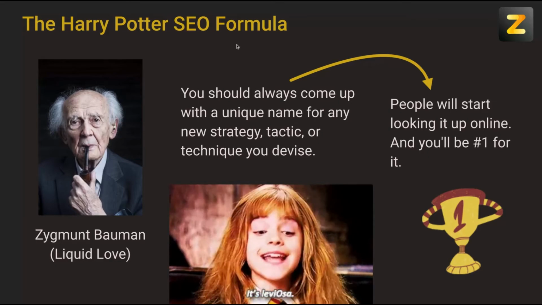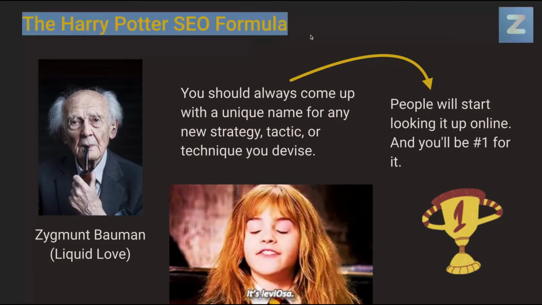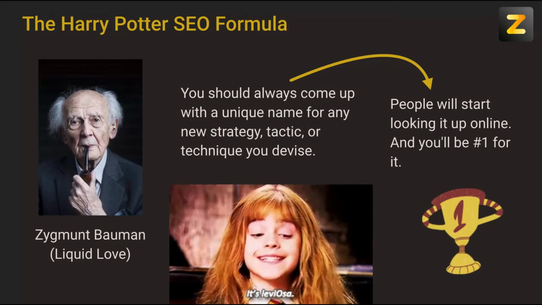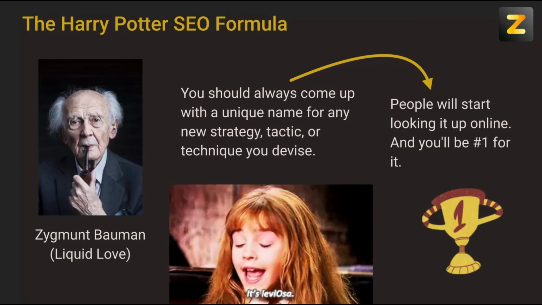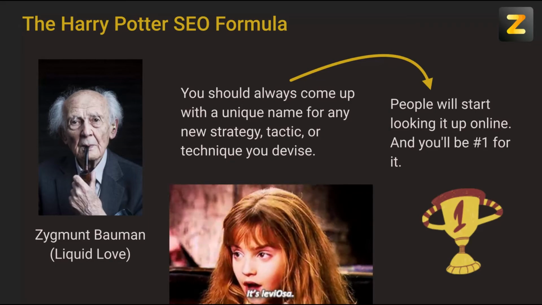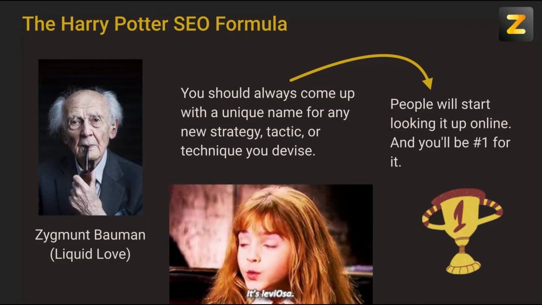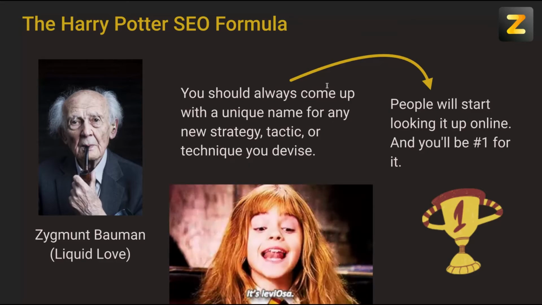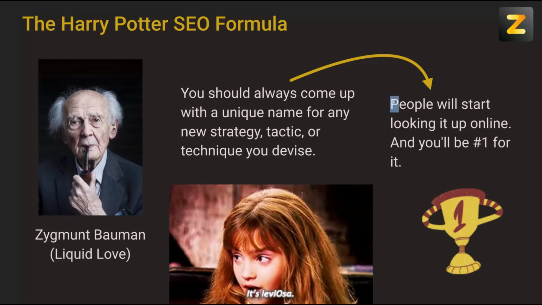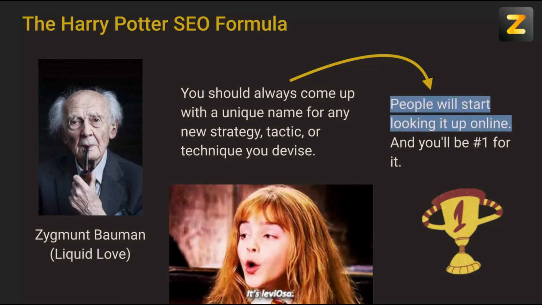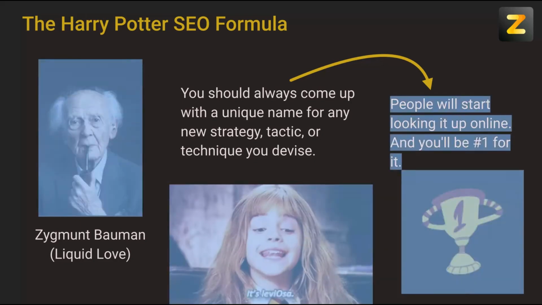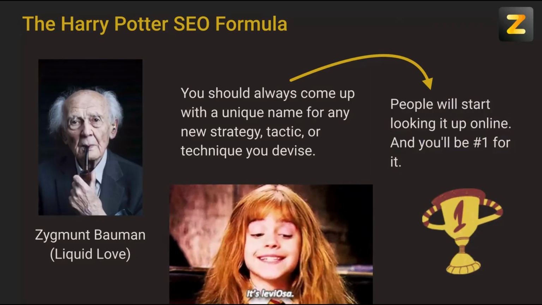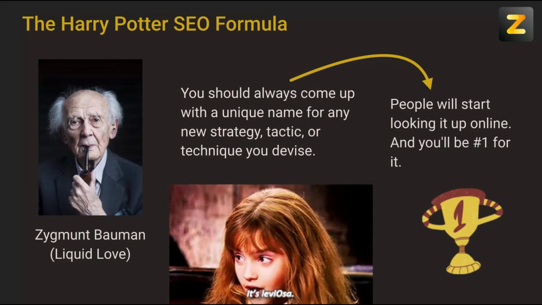And like Harry Potter's creator, writer J.K. Rowling, you need to always create a new name for your new and unique strategy, because this will make you be recognized by people. And more, if your strategy, tactic, or technique gets traction, you're gonna rank first for that tactic on Google and YouTube and other social media that have ranking factors, because you created that. You were the first one.